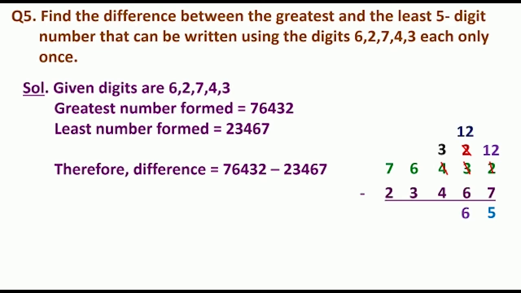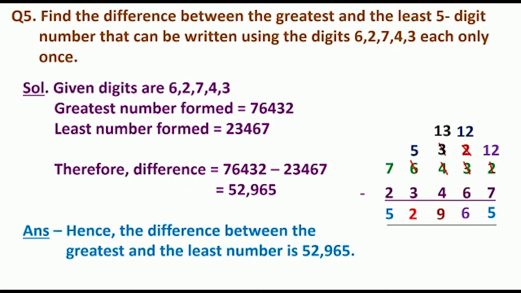Okay, now again see here, this 4 cannot be subtracted from 3, so this 3 will borrow 1 from this 6. So 6 will become 5 and this 3 will become 13. Now 13 minus 4 will be 9, 5 minus 3 will be 2 and 7 minus 2 will be 5. So after subtracting we are getting here 52,965.